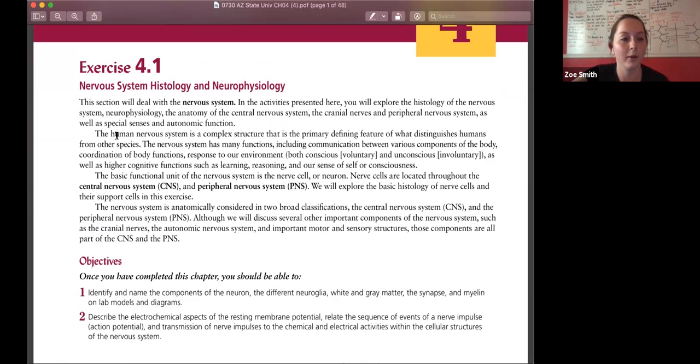So the human nervous system is a complex structure and is the primary defining feature of what distinguishes humans from other species. So the nervous system has a lot of functions, including communication between various components of the body, coordination of body functions, response to our environment, either voluntary or involuntary, as well as higher cognitive functions such as learning, reasoning, our sense of self, or consciousness. So the basic functional unit of the nervous system is a nerve cell, or you can also call it a neuron. They're located within the CNS and the PNS, and we're going to talk about their basic histology.